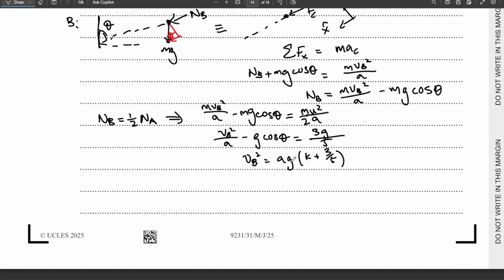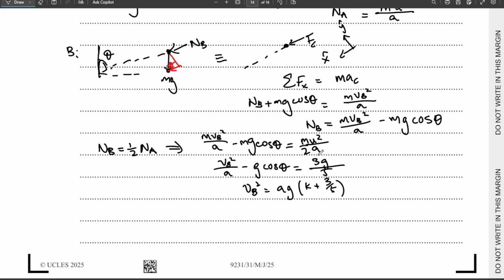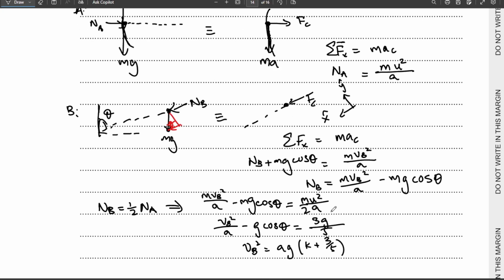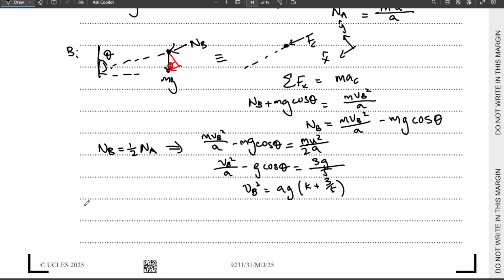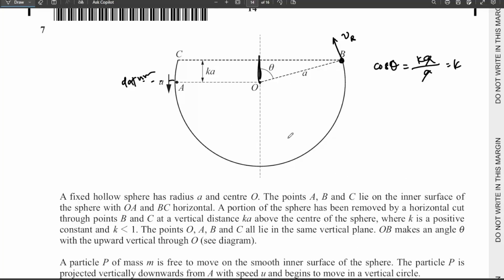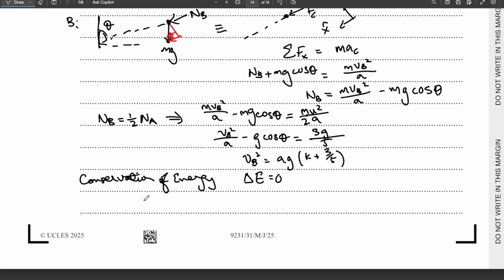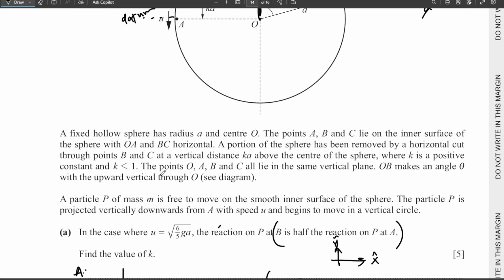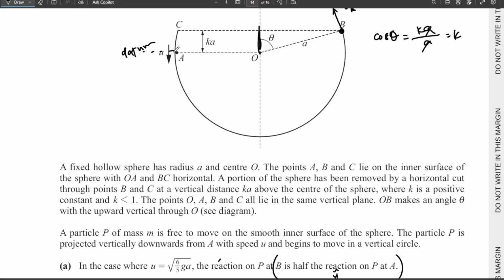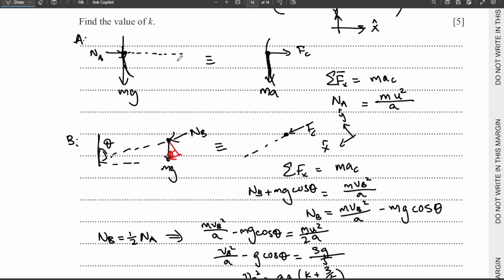In this equation, we have too many unknowns, and we cannot solve. VB, A, and K are all unknowns. So we want to find some way to cancel that out, and we're going to use the conservation of energy. This states that in a closed system, the total change of energy is 0. So we're going to have to evaluate the initial and final energy. At the initial point, there is a kinetic energy because it's being projected from a speed u, and not at rest.